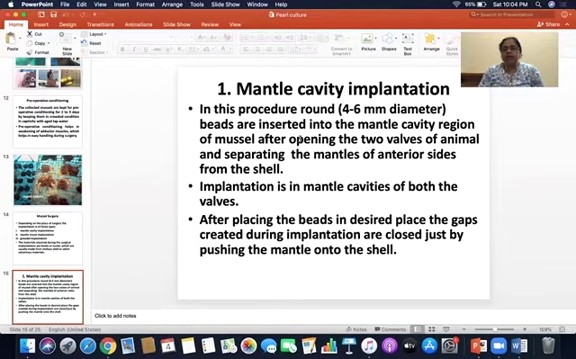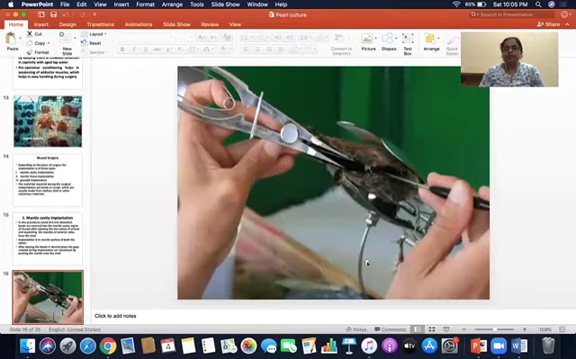Now, in the mantle cavity implantation method, beads that are of the size 4 to 6 in diameter are inserted into the mantle cavity region of the mussel after opening the valves of the animal and separating the mantles of the anterior sides from the shell. Implantation is made in the mantle cavities of both the valves. After placing the beads in the desired place, the gaps created during implantation are closed just by pushing the mantle onto the shell. Here is an image of the surgery in progress.